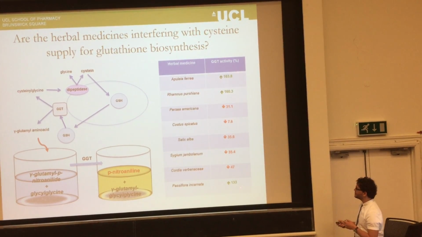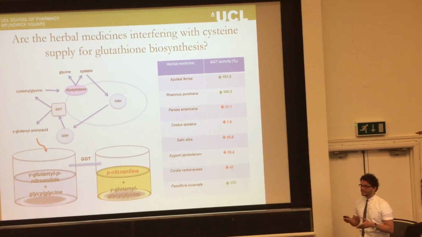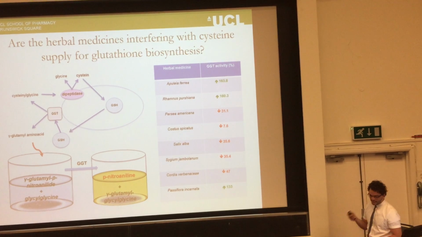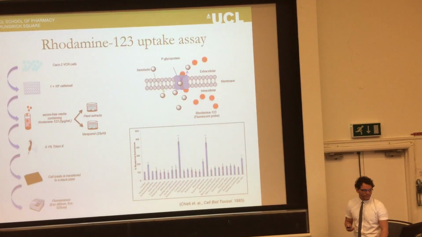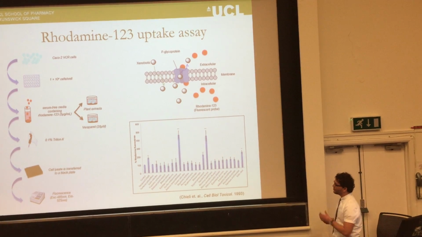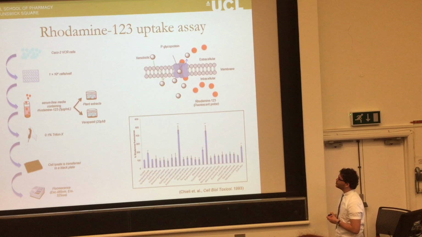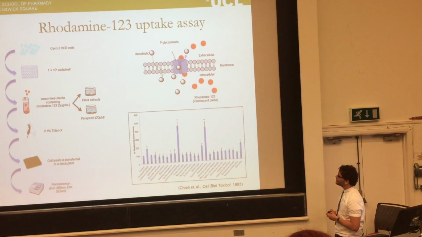Those other 3, we still don't know, but we need more mechanistic studies in order to find out what exactly is going on. The last assay was the rhodamine 123 uptake assay, in order to find out if the herbal medicines were able to modulate the P-glycoprotein activity.